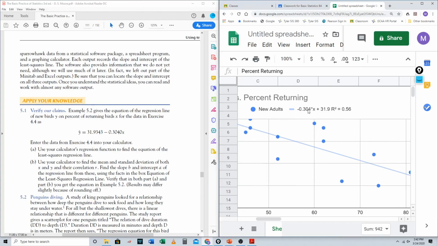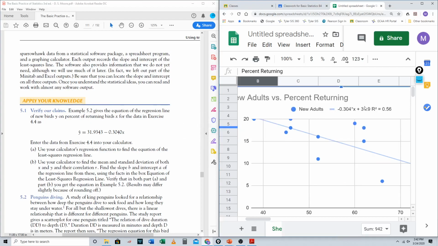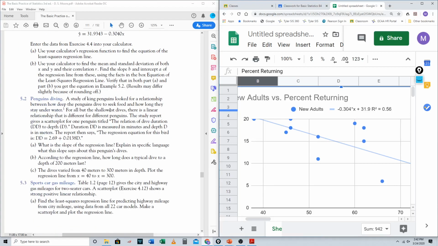So negative 3.04, yeah, that's good. And then 31.9, again, it tends to round. I don't know of a way to fix the rounding issue. So I'm not going to stress it too much whenever, if ever we do a tester quiz. I will have to figure out how to do that as well. So there we go. There's how we create our equation. All right.